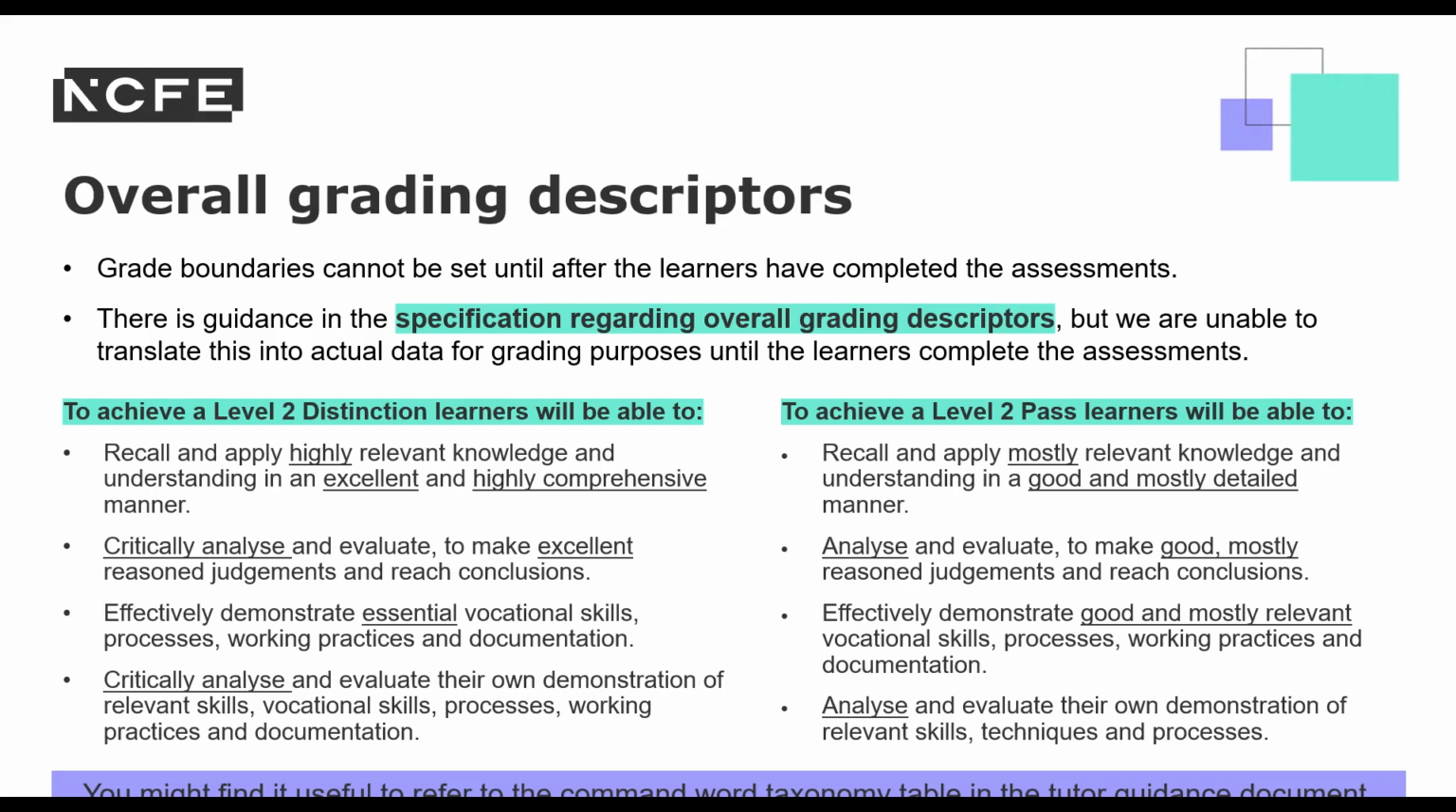So, for example, for a level 2 distinction, it states that the learners will need to recall and apply highly relevant knowledge and understanding in an excellent and highly comprehensive manner. Whereas for a level 2 pass, learners need to be able to recall and apply mostly relevant knowledge and understanding in a good and mostly detailed manner. It might also be useful to refer to the command word taxonomy table in each subject-specific tutor guidance document for further support.